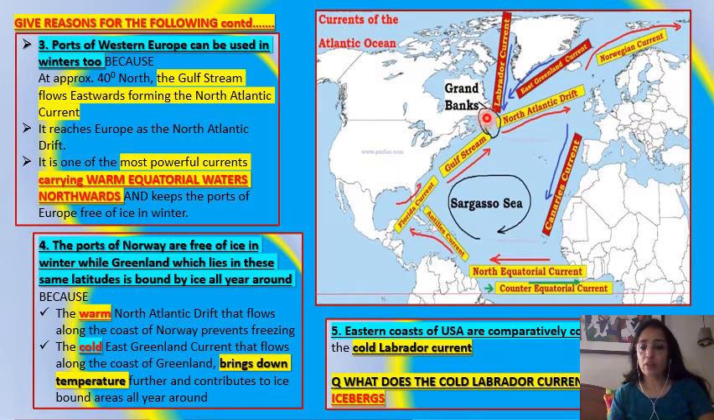So we did give reasons for earlier. Why is this a fishing ground? Because a cold and a warm current are meeting. Why is it bad for navigation? A fishing ground because planktons are deposited. Bad for navigation because again the cold and the warm current, when they meet, fog is formed. But for ports of Europe, it is this North Atlantic drift that is one of the world's most powerful currents that brings warm equatorial waters to Europe and keeps its ports free of ice.